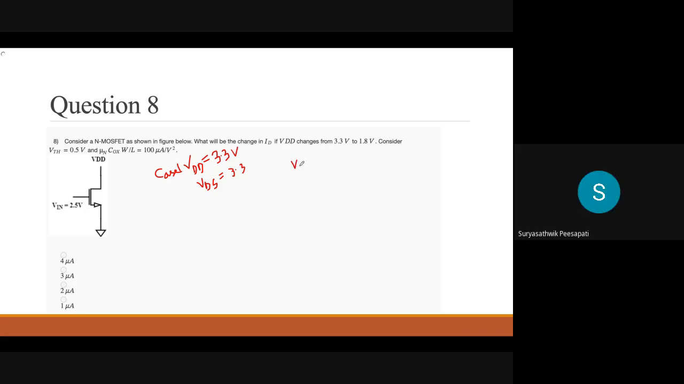How can we solve this problem? ID equals half mu Cox W by L (VGS minus VTH) whole square. Yes. So first I'm going to take the condition. If VDS is 3.3, then what is the condition? VDS is greater than VGS minus VTH. Now tell me what is the value of VGS minus VTH, and whether this condition is satisfied or not. VDS equal to 3.3, and what is the value of VGS minus VTH?